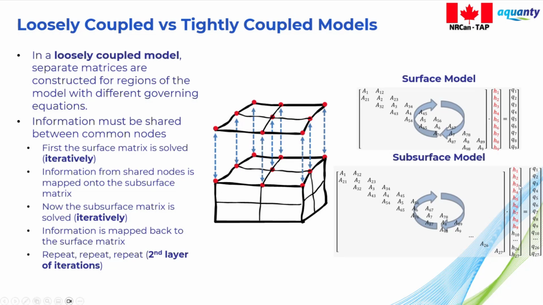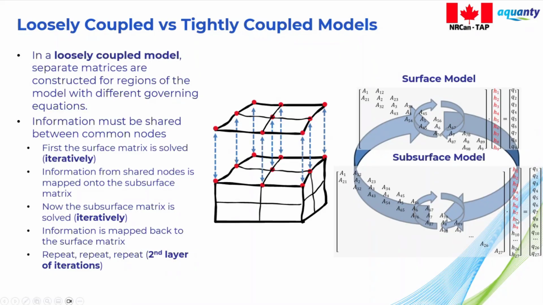Once the subsurface model converges on a solution, the head values, H1 through H9, are compared to the previously solved head values for the surface model. And if they don't match, then the head values from the second iteration here in the subsurface model are mapped back onto the surface model. The surface model goes through another round of iterations. The heads from the surface model are then mapped onto the subsurface model.